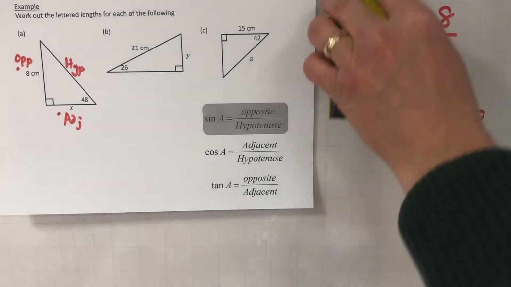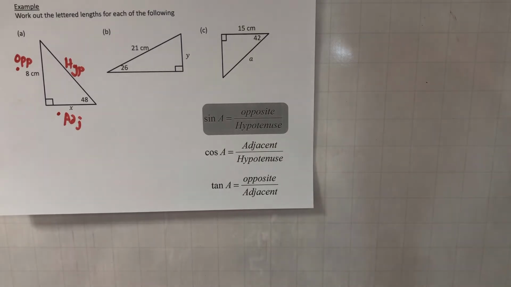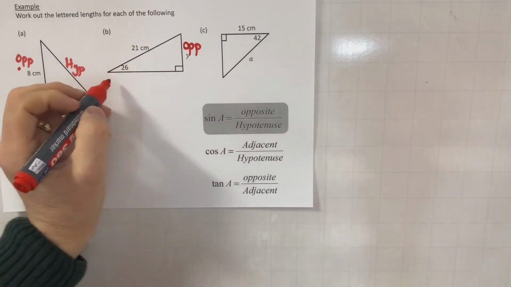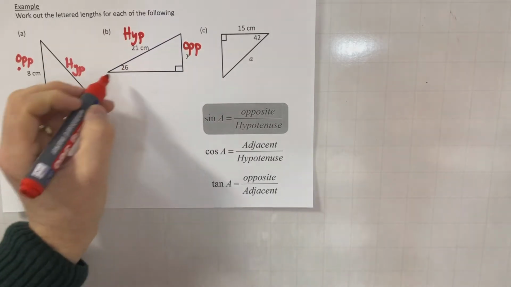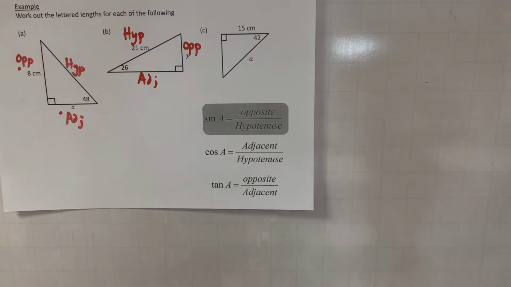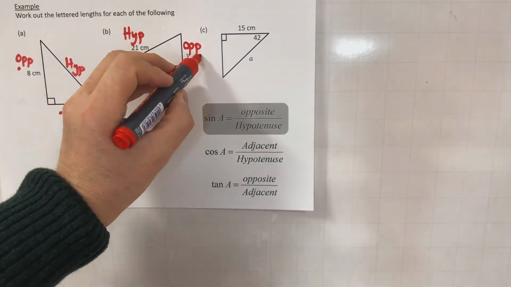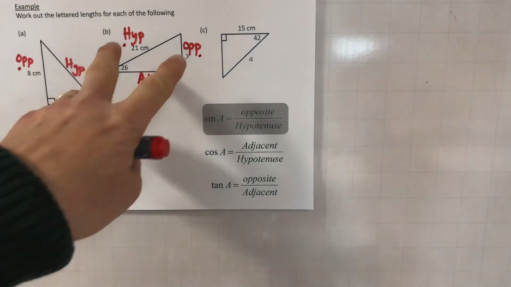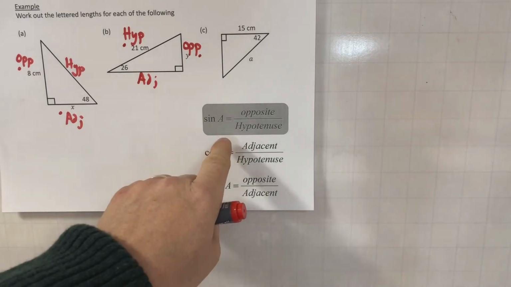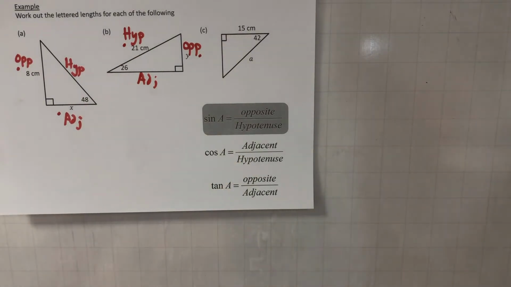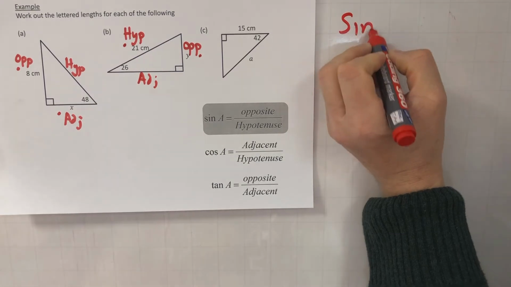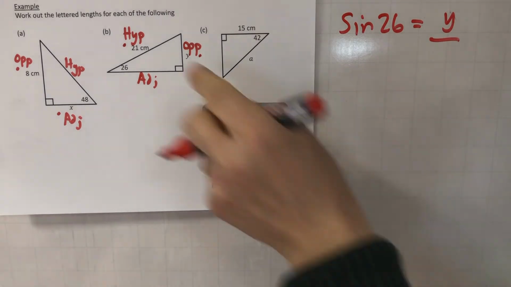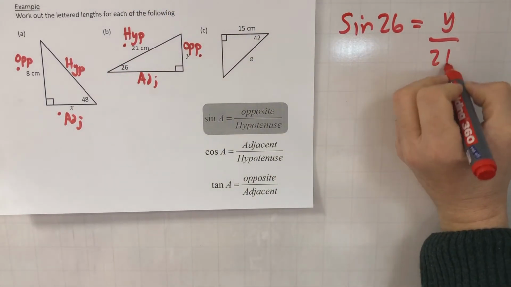The second one. For the second one, opposite the angle is over here. The largest side is here, and the remaining side is therefore the adjacent. Again, we know the opposite side. This time, the hypotenuse side. And so we're using these two, which means that we're using the sine ratio. So sine angle is equal to the opposite side, which is letter y, over the hypotenuse side, which is 21.